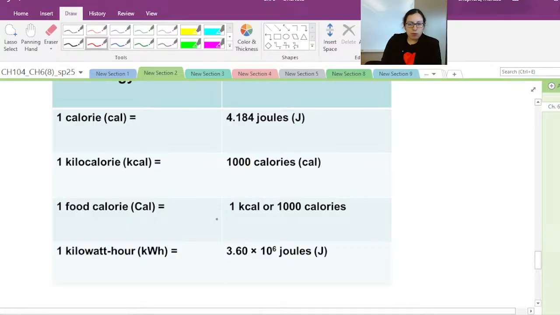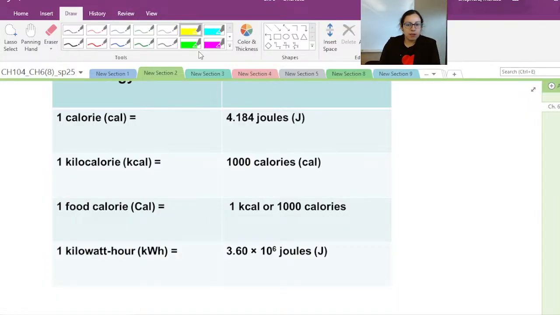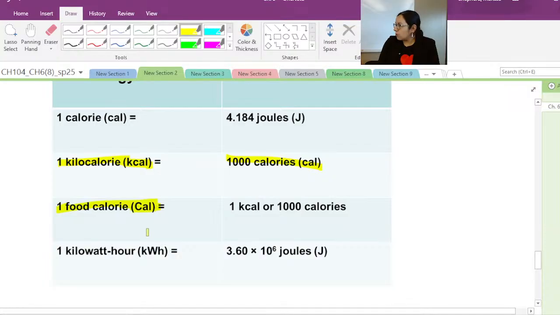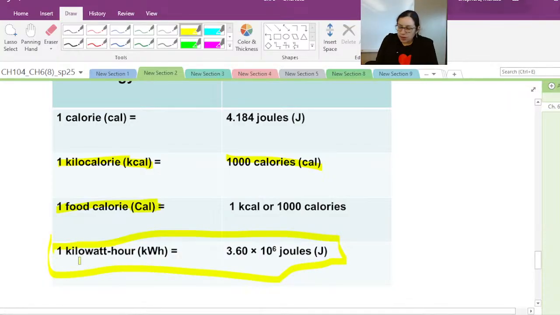And so more useful conversions. Again, we have our 1 kilocalorie is then 1,000 calories, which is our food calorie. And then I can't remember if we necessarily do a lot of kilowatt hours in this class, but it does come up at least in other settings. So if you're ever asked about kilowatt hours, then it's equal to 3.60 times 10 to the 6 joules.